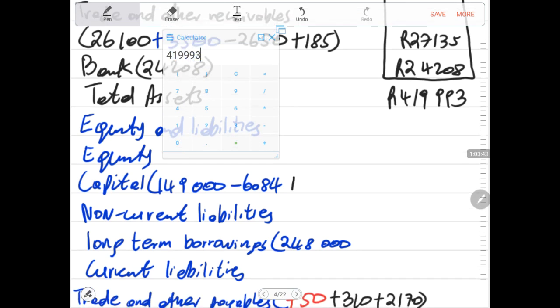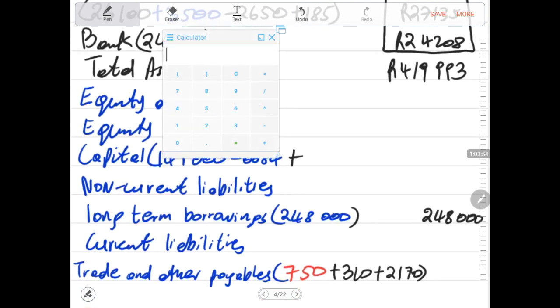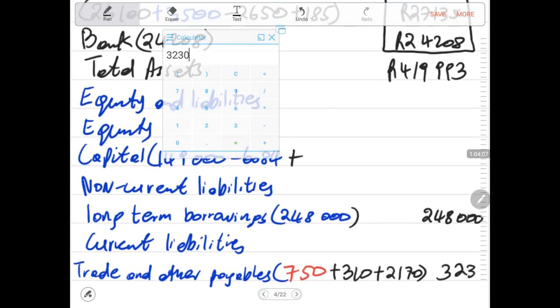Equity, we're still waiting for the profit here, if it's a profit, or minus if it's a loss. Under long-term loan, there was no repayment, 248,000. And after, we go straight to 750 plus 310 plus 2,170. We have 3,230. Then this will give us total liabilities at the bottom.